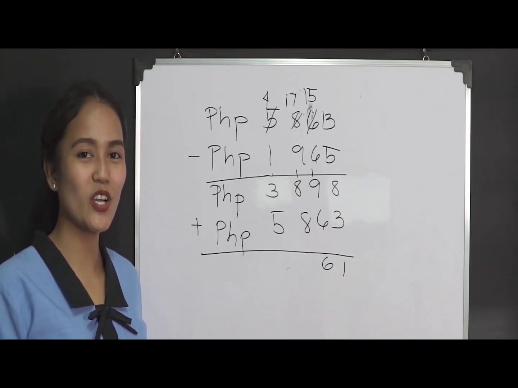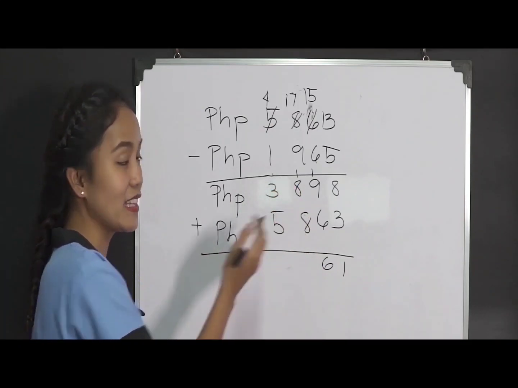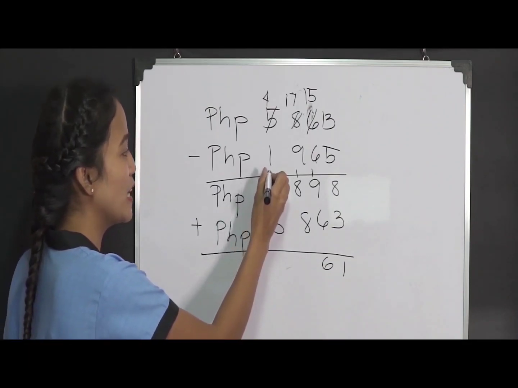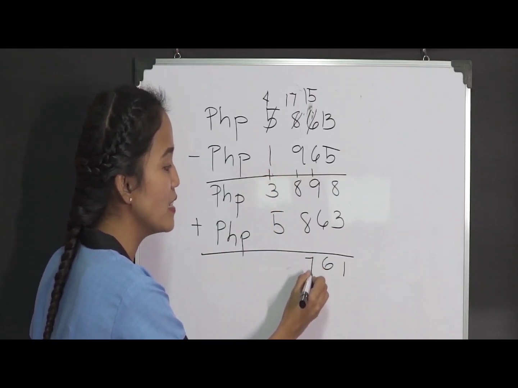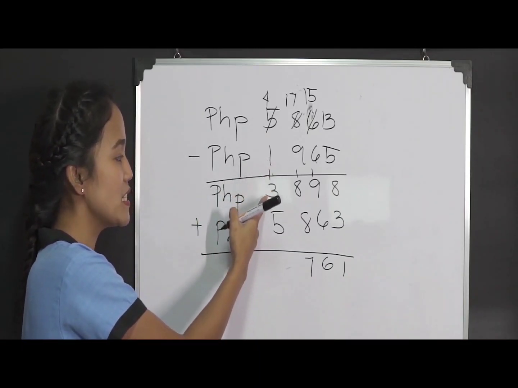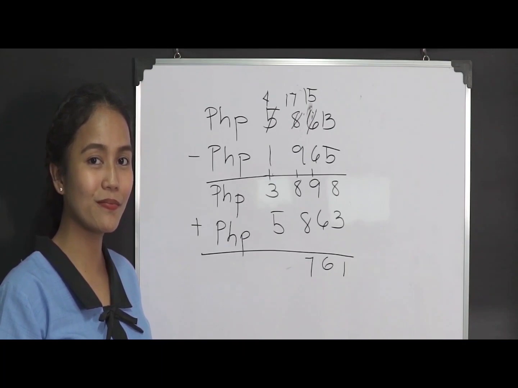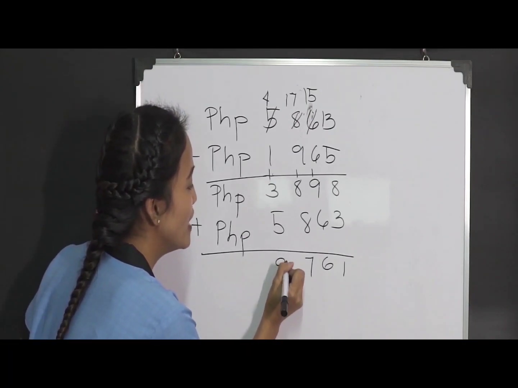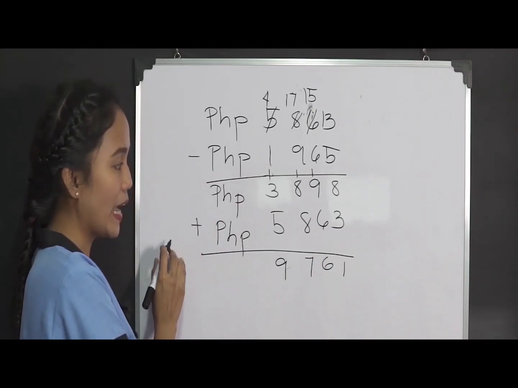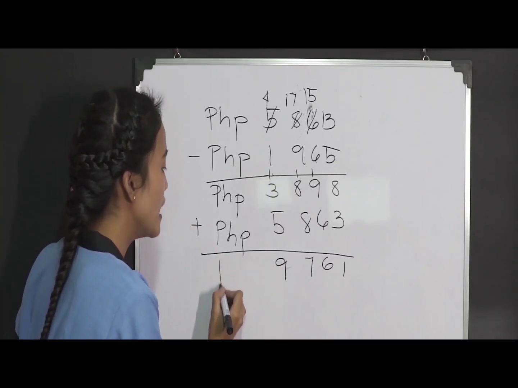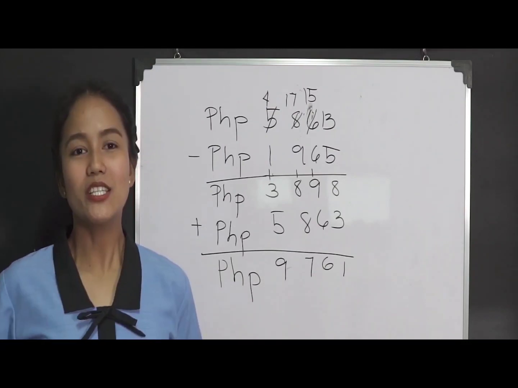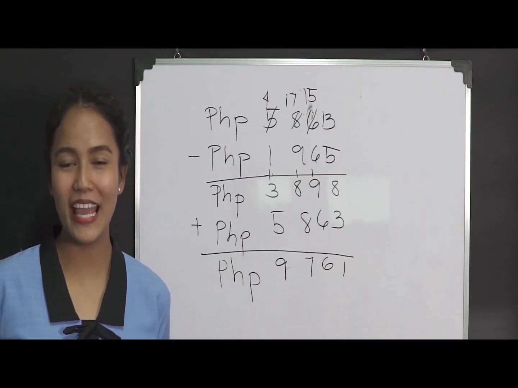Let's proceed with the hundreds column. 1 plus 8 plus 8. Very good. It is equal to 17. So, write 1 above 3 and write 7 in the hundreds column. Then finally, the thousands column. 1 plus 3 plus 5 is equal to? Yes, it is equal to 9. So, 3,898 pesos plus 5,863 pesos is equal to 9,761 pesos. So, the total cost of the monitor and the printer is 9,761 pesos.